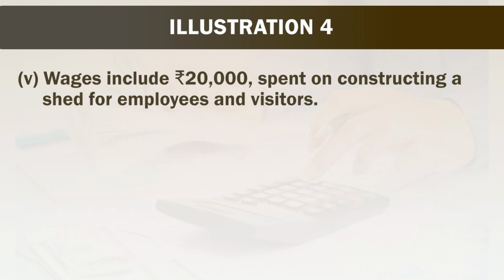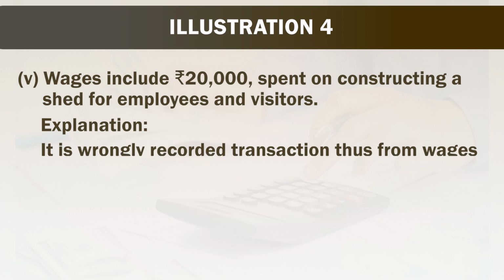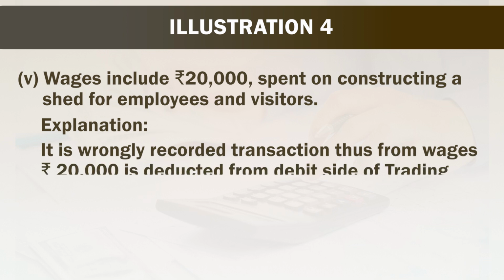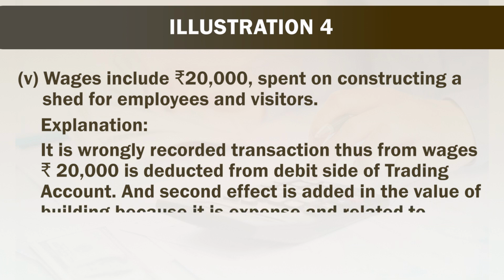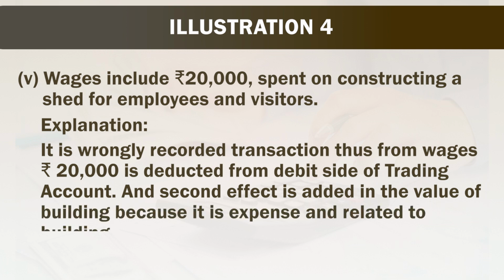The next is very interesting, friends. Wages include rupees 20,000 spent on constructing a shed for employees and visitors. It is a wrongly recorded transaction, thus rupees 20,000 is deducted from wages on the debit side of the trading account, and second, it is added in the value of building because it is an expense related to building.